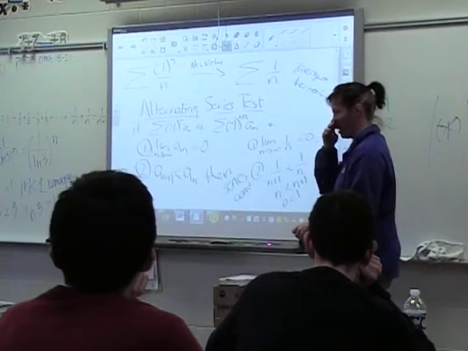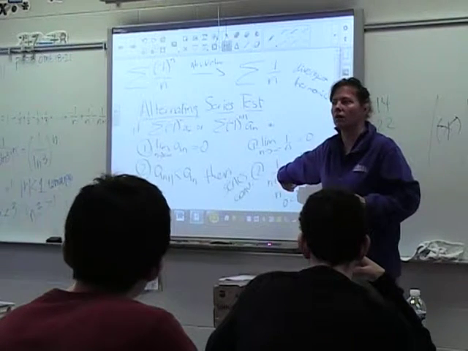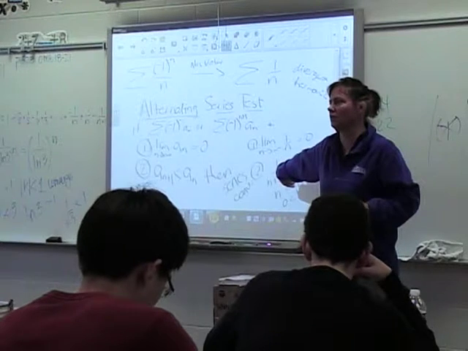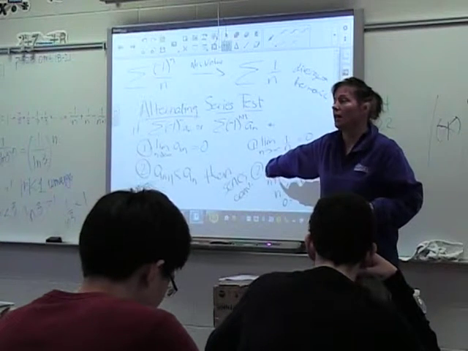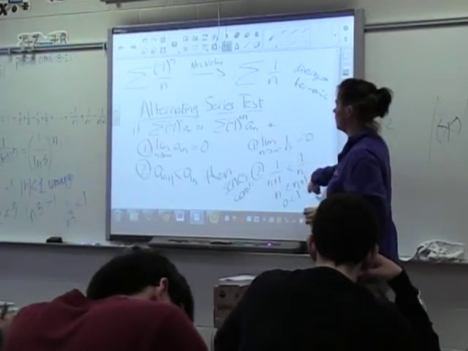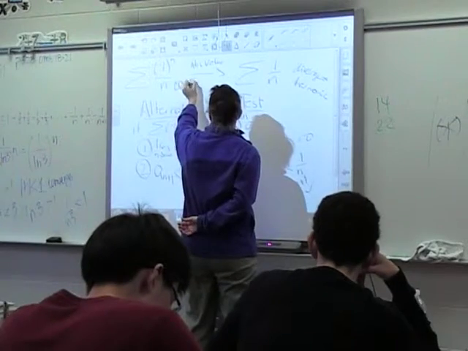When is 0 less than 1? Always. What's another thing I could have used right here? Derivative. And the derivative would have to be less than 0. So this is true, this is true. So this series is going to converge.